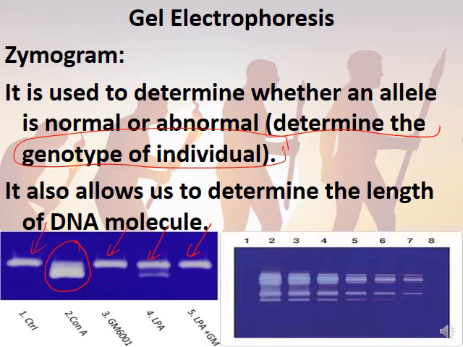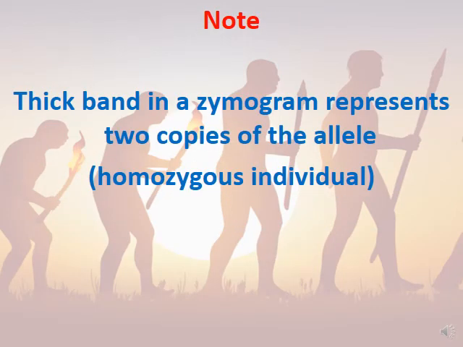What's the meaning of this? One band means that it has this allele, and maybe it has the other allele, while one thick band means that this person is homozygous. The meaning is that it has 2 copies of this allele, which is called homozygous. So this is the significance of the thick band. As a note, a thick band in the zymogram represents 2 copies of the allele, meaning that the person is homozygous, having 2 identical alleles.